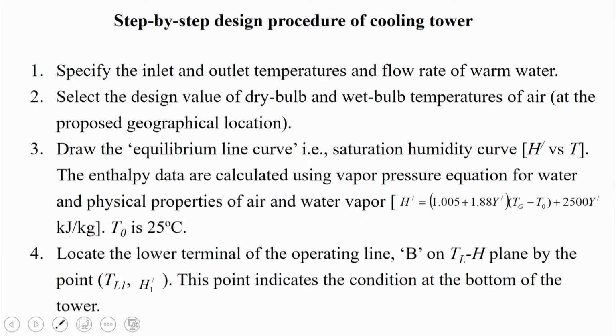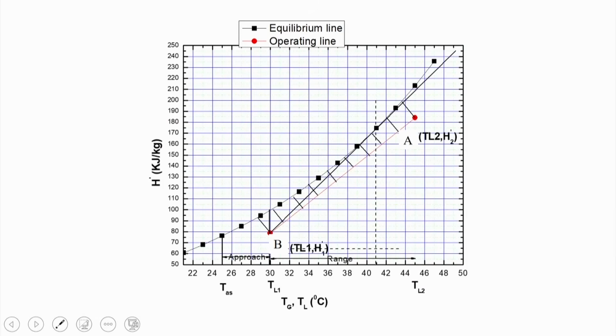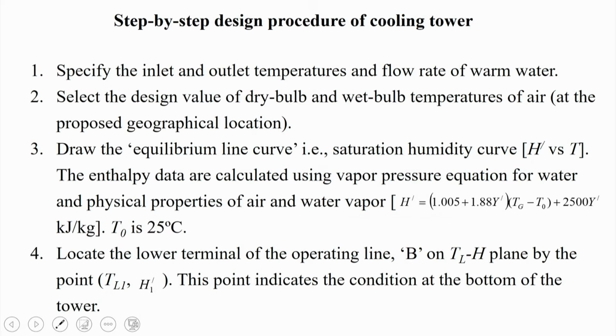Also, the equilibrium line for the air water system we can get from the psychrometric chart. Now we need to locate the lower terminal of the operating line B on the TL-H prime plane by the point TL1 and H1 prime. This is the lower point of the operating line. We know TL1 and we know the enthalpy H1 prime, so we need to locate this point B.